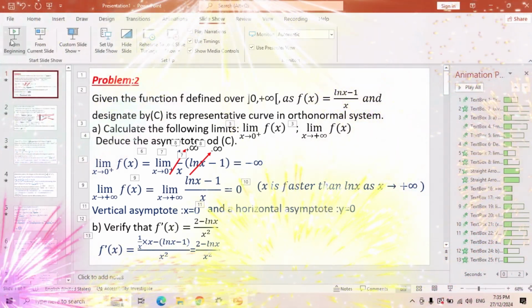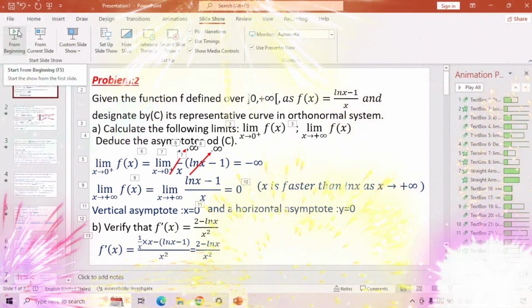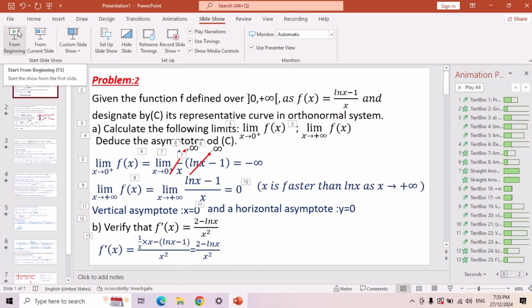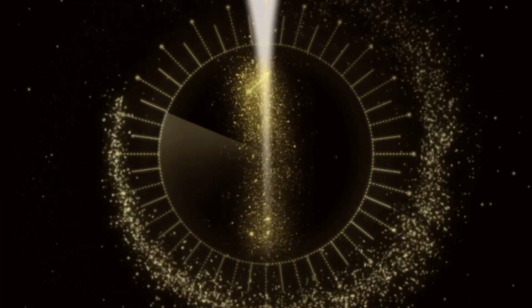In this video we will solve together a new problem concerning the natural logarithmic function, and we are going to solve this problem question by question. This is problem number 2.